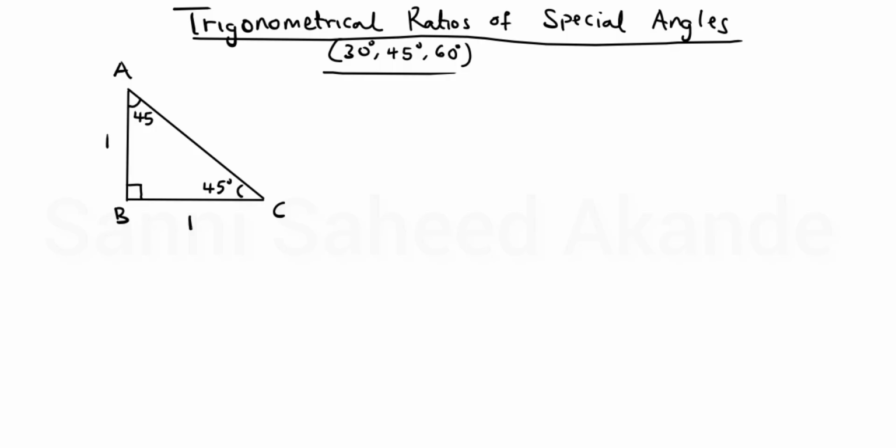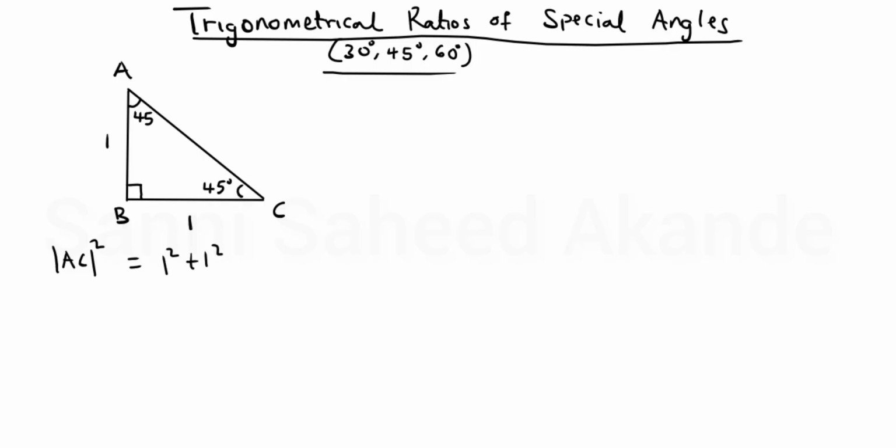Okay, so let's begin. I'm going to apply Pythagoras theorem to find the value of line AC. AC here is the hypotenuse. And you know Pythagoras theorem says that the hypotenuse square is equal to the square of the other two sides of a right angled triangle. So I'm going to have AC squared is equal to 1 squared plus 1 squared.